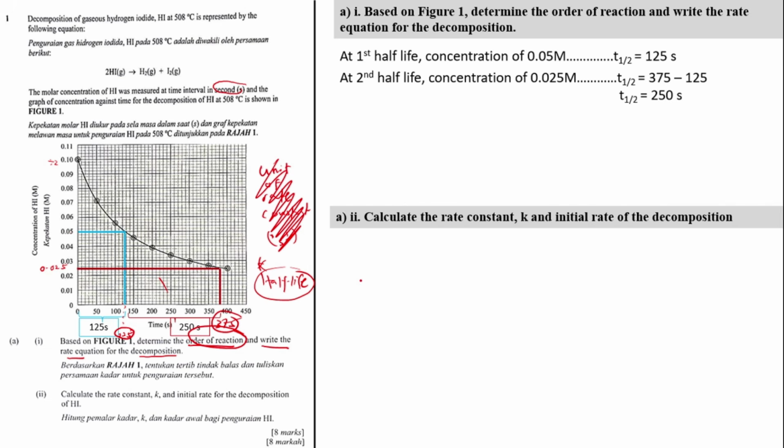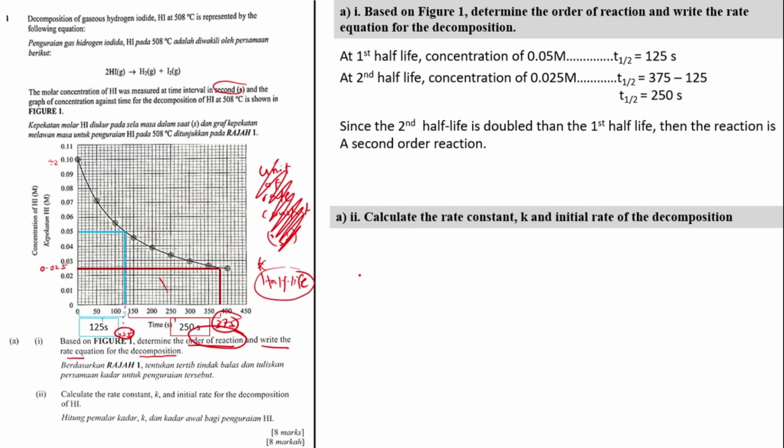From this comparison, you can say that the second half-life is double the first half-life, 250 compared with 125. So since the half-life is double, we can say that it is a second order reaction. If the half-life is the same, let's say T half at the first half-life is the same as the second half-life, then it is first order. But if it is doubled, then it is a second order reaction. So from your sketch of the graph, as well as this statement, you can say that it is a second order reaction. So we have answered the first question.